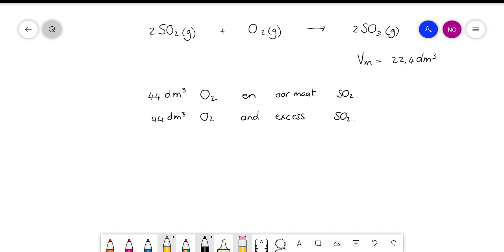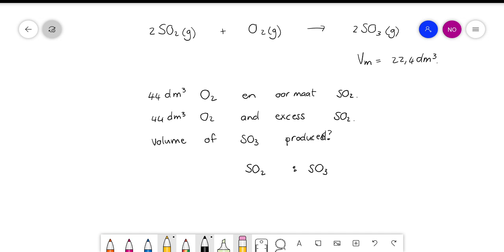Meaning that which one will be the limiting reactant? The oxygen, the suurstof. So if I ask you the volume of SO3 produced, then I'm going to work with a relationship, and the relationship is going to be between the limiting reactant and the product that I'm calculating. Ek gebruik dan altyd die beperkende reagens, want onthou die beperkende reagens is die eerste wat gaan opraak.